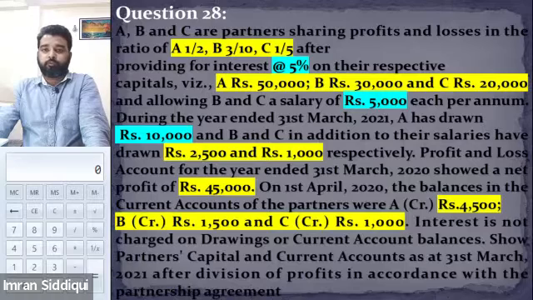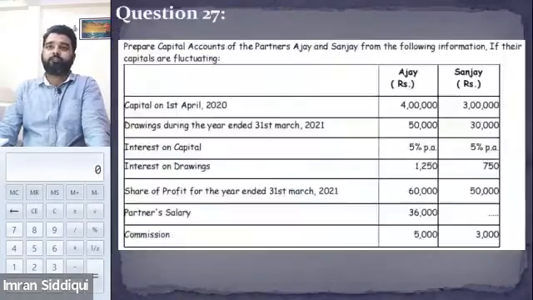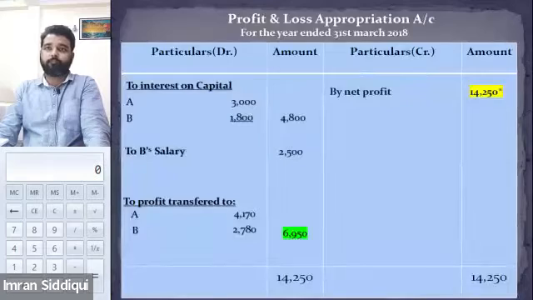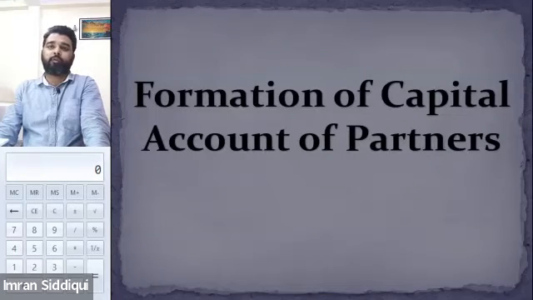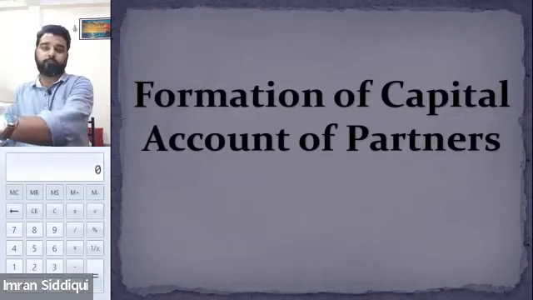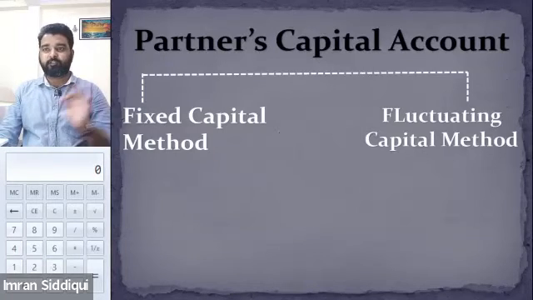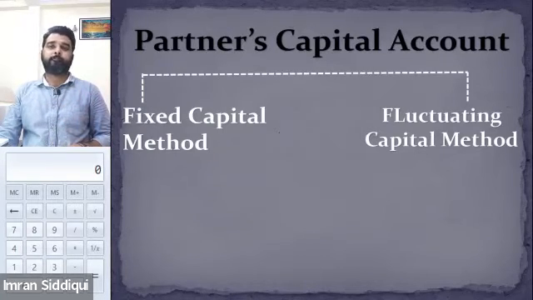So first of all, before starting any more questions based on the fixed capital method, I wanted us to revise everything once, and only then we will move to the next part. So let's continue from this one. This is the ongoing topic: formation of capital account of partners. Until now, I've told you that partners' accounts can be formed by two different methods, fixed and fluctuating capital method. What is the basic difference between fixed and fluctuating capital method?